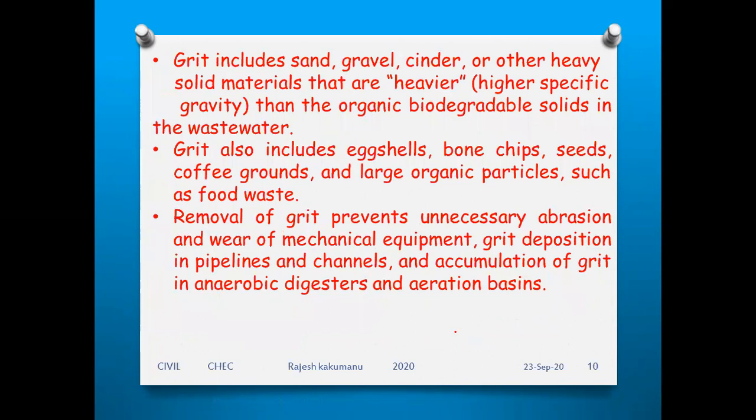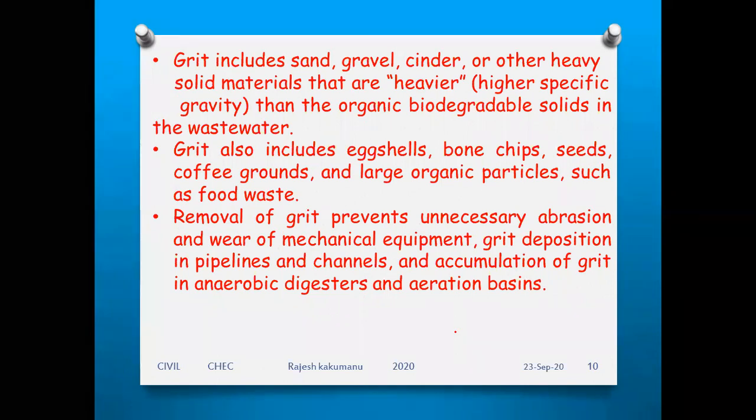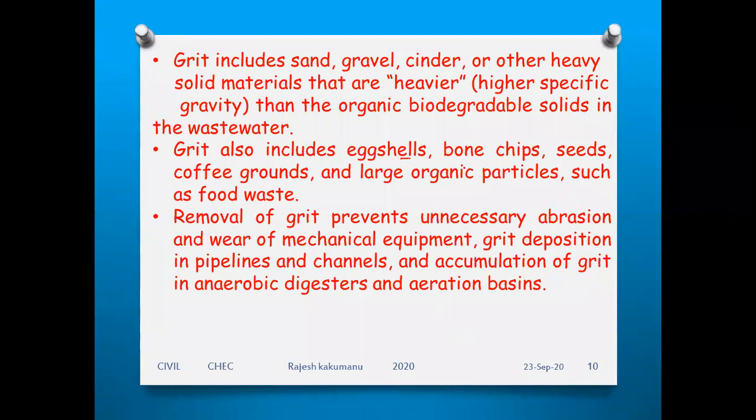Next, the grit includes sand, gravel, cinder, or any other heavy solid particles, which are nothing but inorganic matter, right? Grit also includes organic materials like eggshells, bone chips, seeds, coffee grounds, and other large organic particles such as fruits and vegetables.